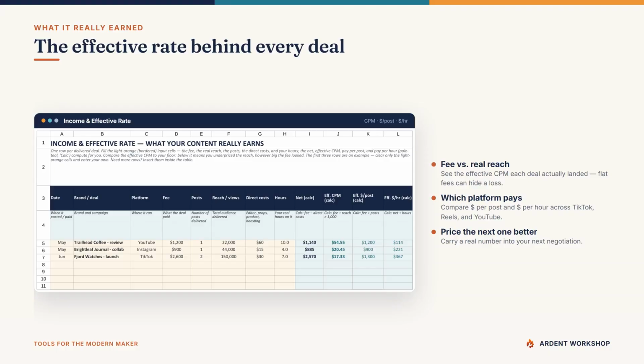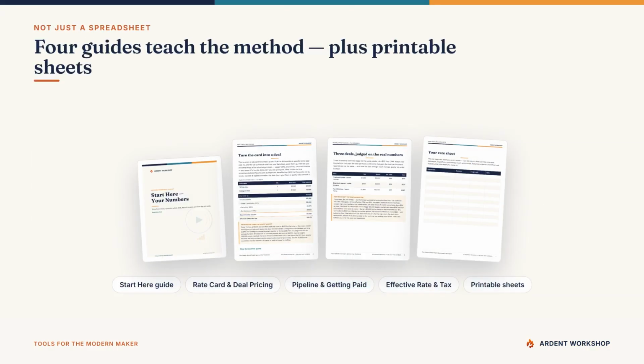As deals pay, the income tab shows what your content really earned, per view, per post, and per hour, so you can see which brands and platforms actually pay, and price the next deal off real numbers instead of a guess. There's an expenses and tax tab for the $10.99 side, a dashboard that rolls it all up, and 5 plain English guides that teach the method behind every tab.